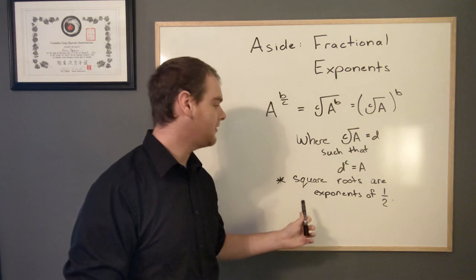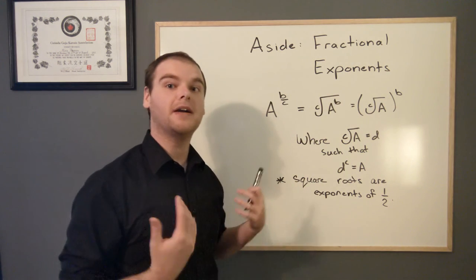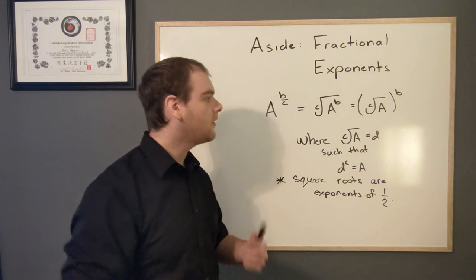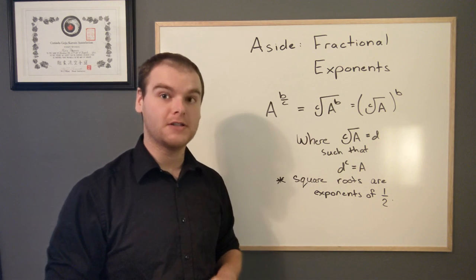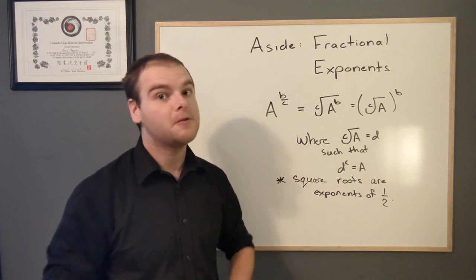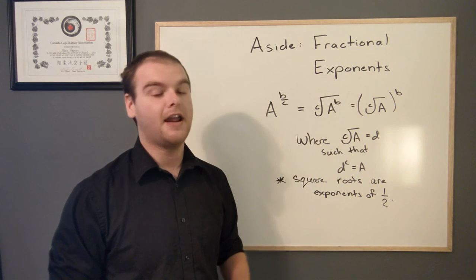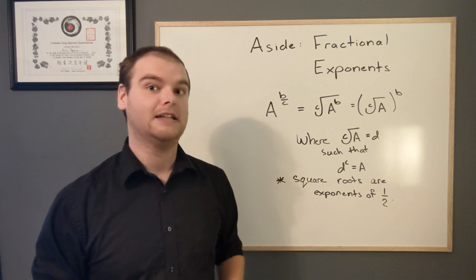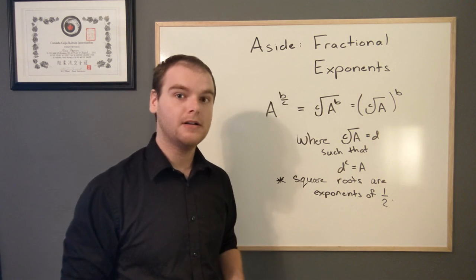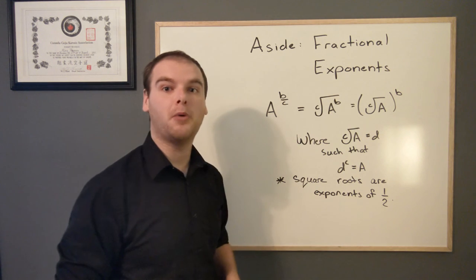And just to note here that square roots are simply exponents of 1/2. So all of our exponent rules that we just learned still work with fractional exponents. You just have to work with fractions, and that's not always easy, but it's nothing that you can't do. And so I thought it'd be nice to just point it out here.